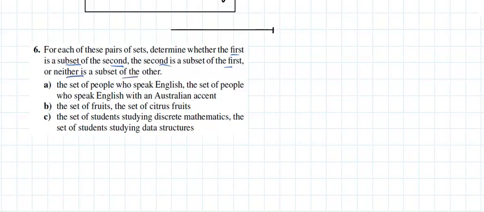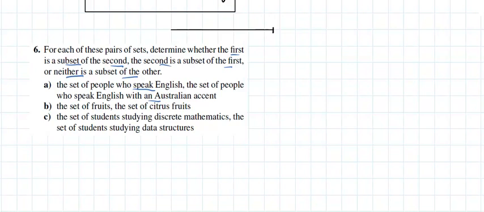Set A states the set of people who speak English, the set of people who speak English with an Australian accent. Well, the second condition imposes an extra requirement. So the second are the people that speak English with an accent, in this case Australian. So clearly the second set is a subset of the first, but not vice versa. So people that speak English would be the general. People that speak English with an Australian accent, that's a subset of the first set.